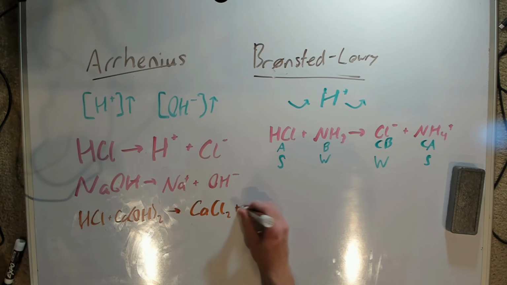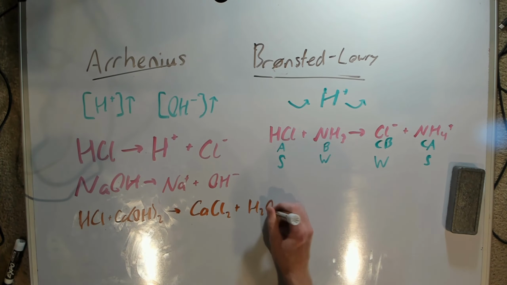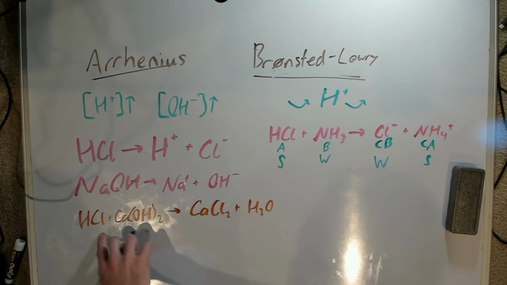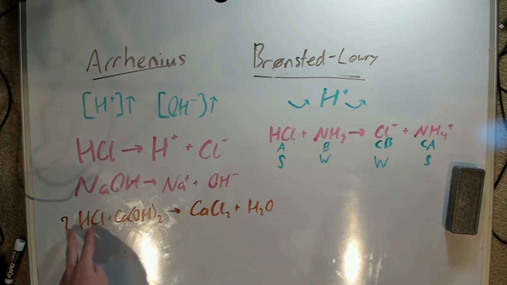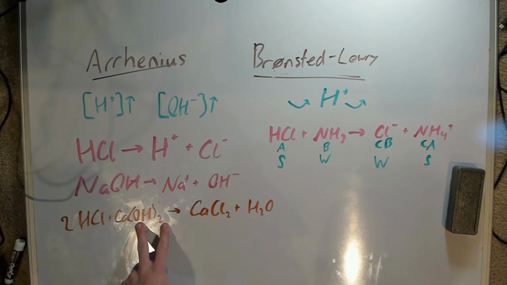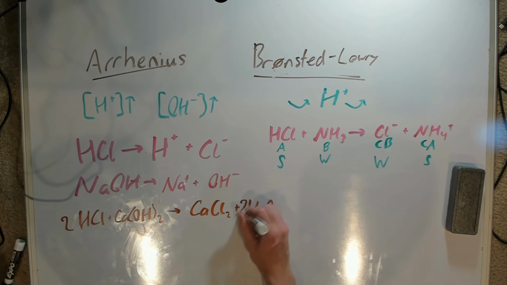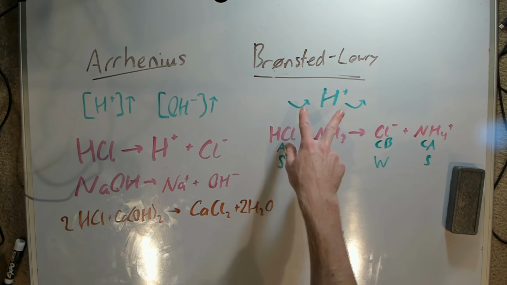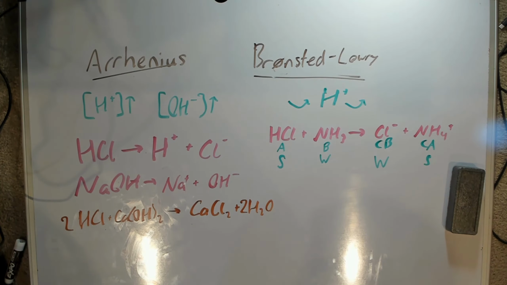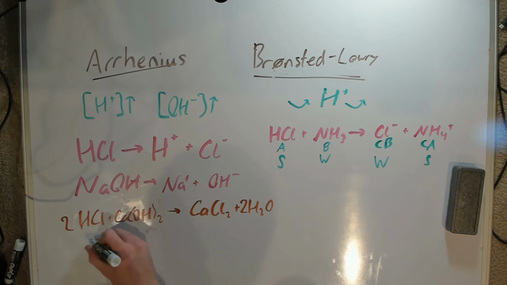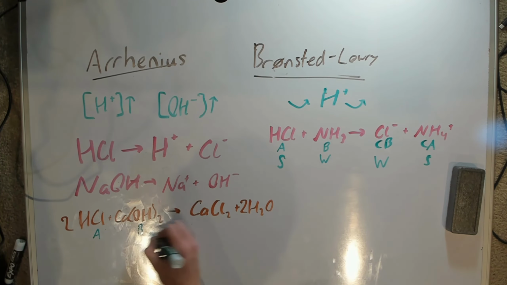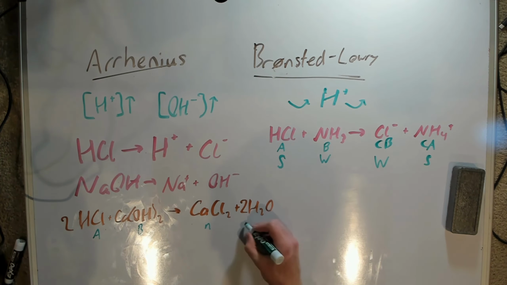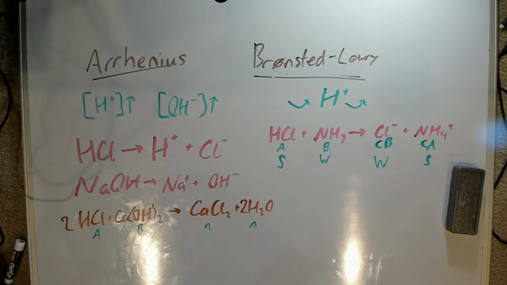So that would mean then that you would form CaCl2 plus H2O. If you're forming two Cl's, you need two of these. If you have two hydrogens there and then two there, that would mean two waters. So now we have our equalized equation. If we wanted to add the Brønsted-Lowry labels to it, this would be A, this would be B, this would be neutral, this would be neutral, just because that's how neutralization works.